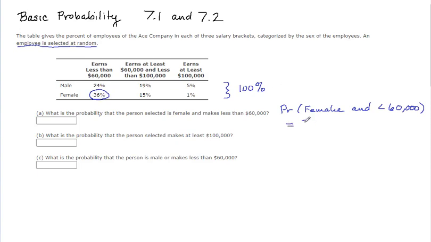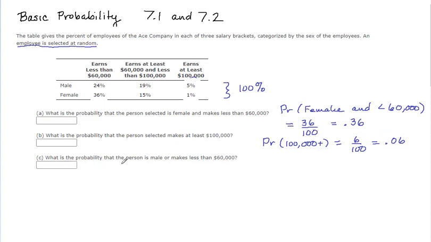So 36%, you could write it as 36 out of 100, turn it into a fraction. It would be more common in this case to write it as a decimal. Second part, what's the probability that the selected person makes at least 100,000, so 100,000 or more? That would be both of those. So combining those together would be 6%. You could write it as 6 out of 100 or 0.06.